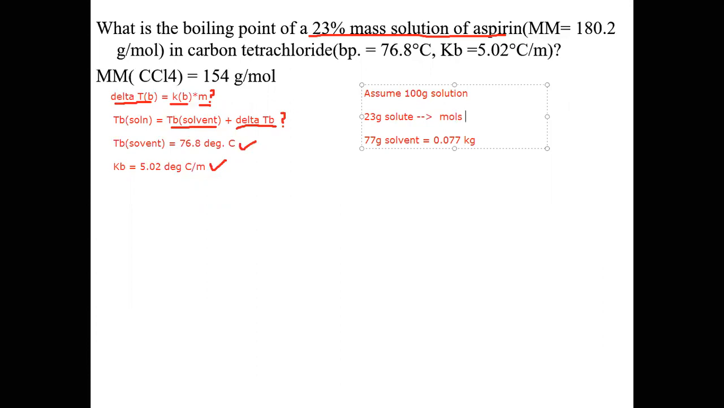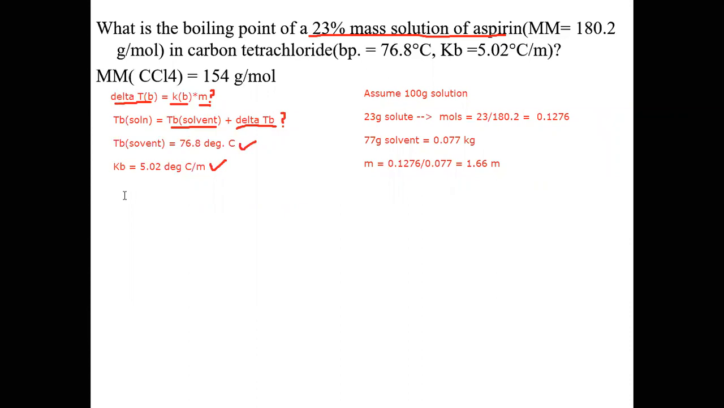So moles is 0.1266. So now we have the moles of solute, we have the kilograms of solvent, we can find molality. We get 1.66 molar solution. So now we have the molality.